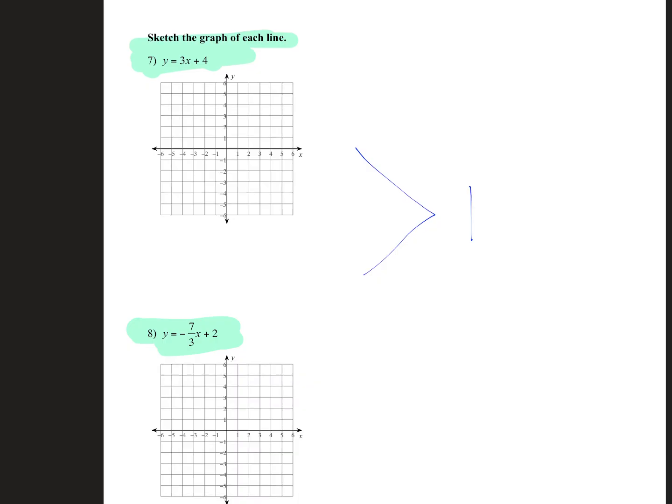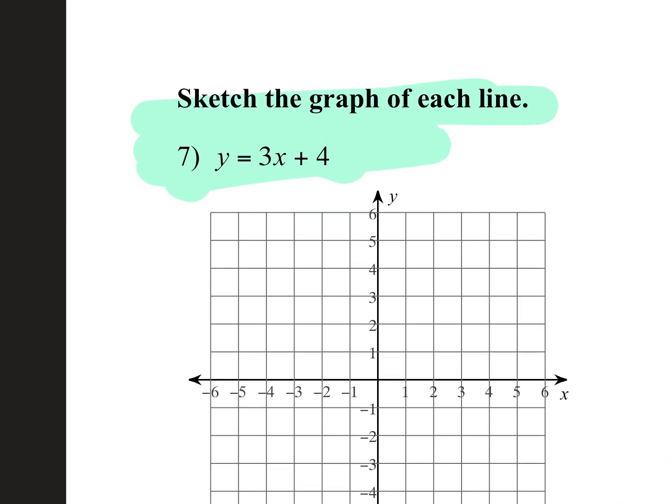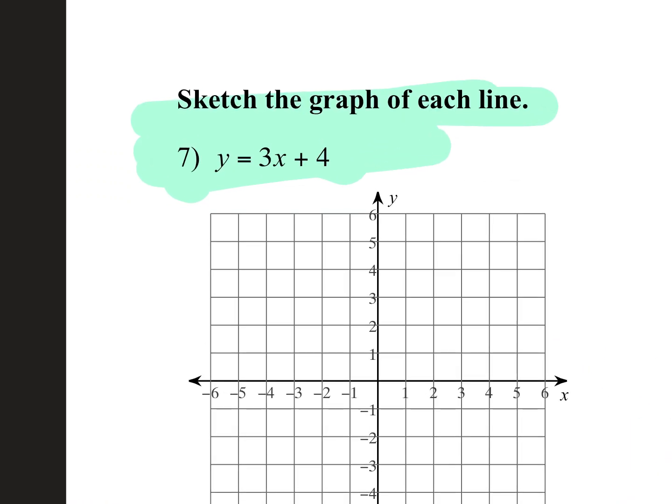You will have one graphing problem. Just one. Super basic. In order to graph, you're going to be given an equation. What are the two things that you need to get from the equation?